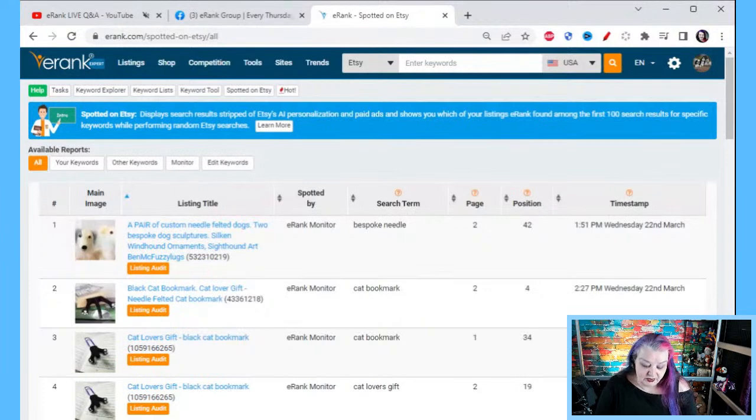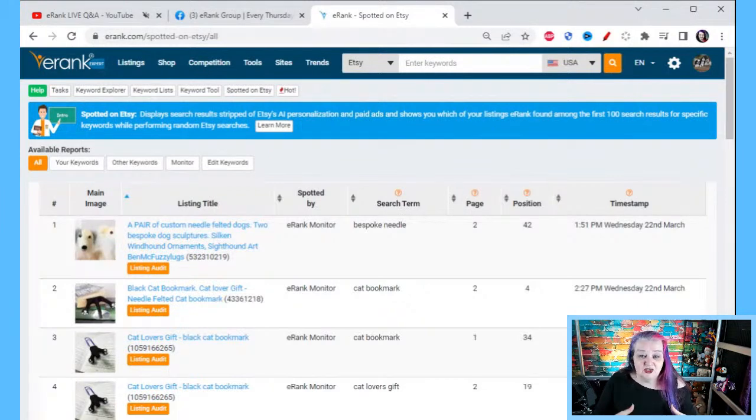And then what happens is, this is like the rank checker on eRank. If you haven't used the rank checker, all that does is it searches in the Etsy API. So this is effectively the search engine before the personalizations are added. So every time somebody searches on Etsy, Etsy uses its list of where things are ranking based on what we're seeing in the API. That's its first place.